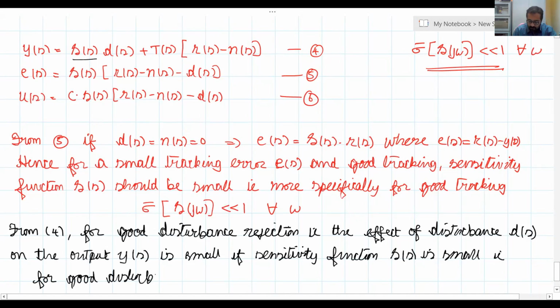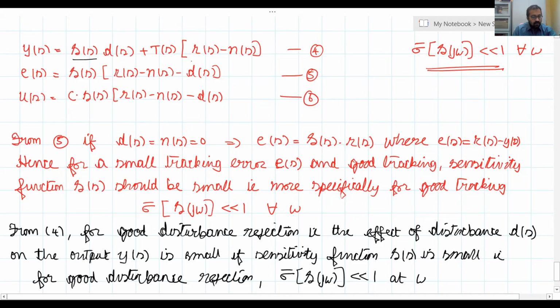For good disturbance rejection, what do we need? Again, the maximum singular value of the sensitivity function must be small, must be very much less than 1 for frequency omega. Okay, that's about disturbance reduction, right?